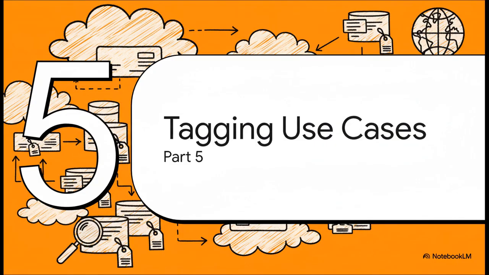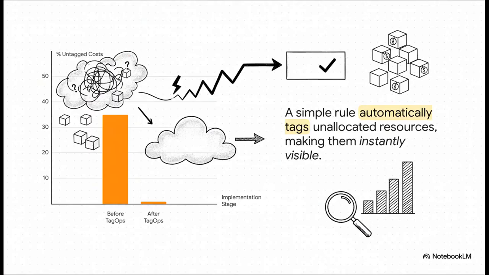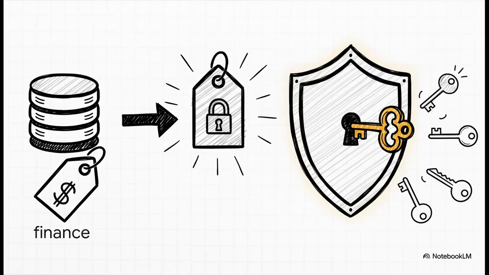Okay, so that's the theory. Now let's jump into some real-world examples of what this actually looks like in action. For a FinOps team, one of the biggest nightmares is seeing a huge chunk of untagged resources that can't be billed back to anyone. With TagOps, you can create a super simple rule. If a resource is missing a cost center tag, then automatically slap the tag cost center unallocated on it. Instantly, those costs become visible in your reports, and you can take that untagged spend from a major problem down to less than 1%.